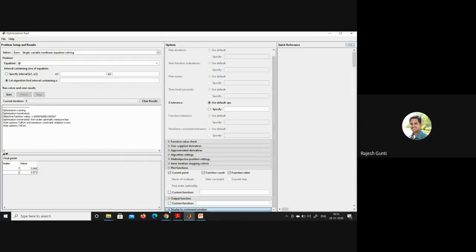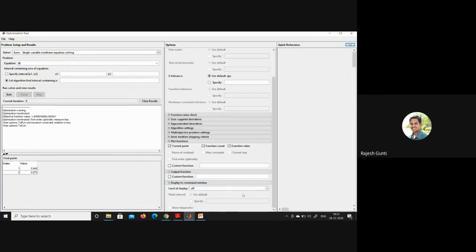Display to command window. If you want to display the answer in the command window also, we can set it to on. If you want to see the iterative values, we can use the iterative values option. Iterative values will be displayed in the command window like this. Like that we can. Okay.